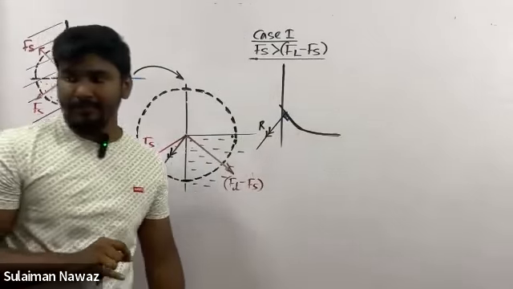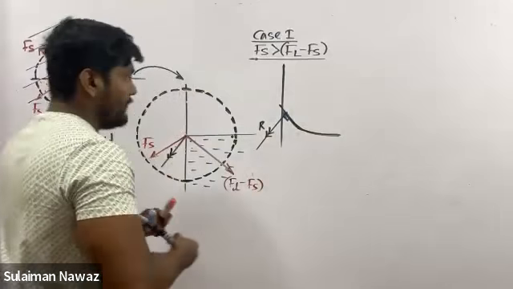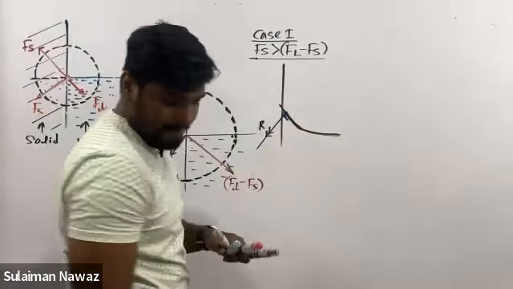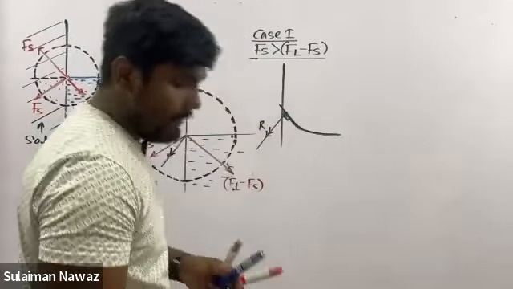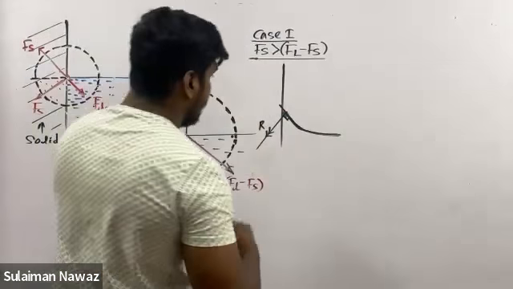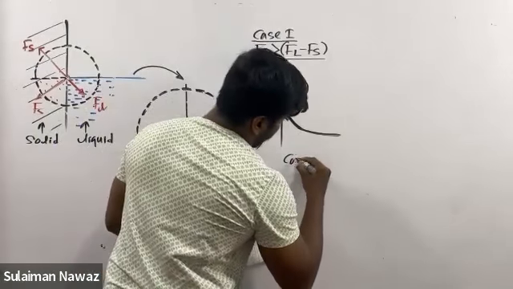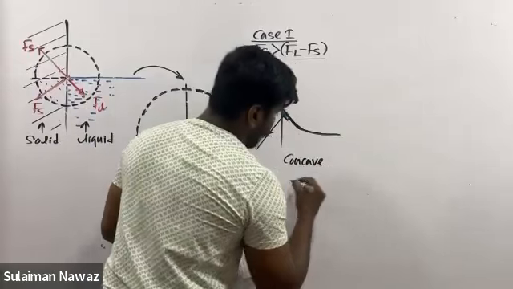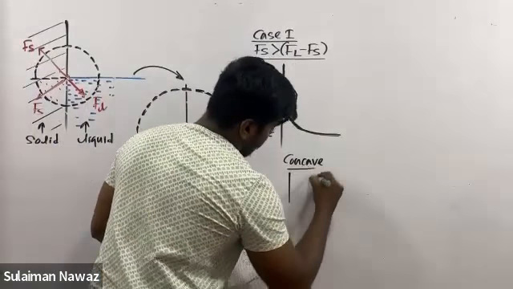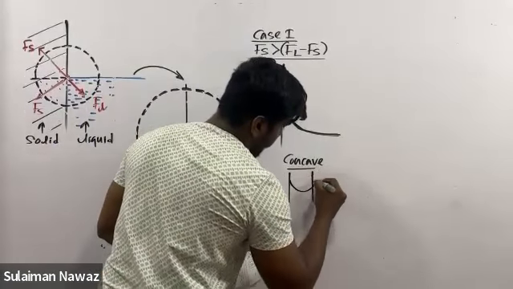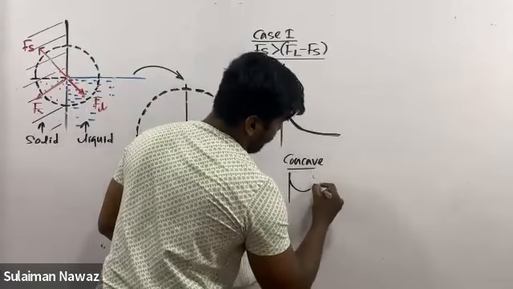Do you understand? Now draw this diagram. Then it is some kind of concave meniscus.